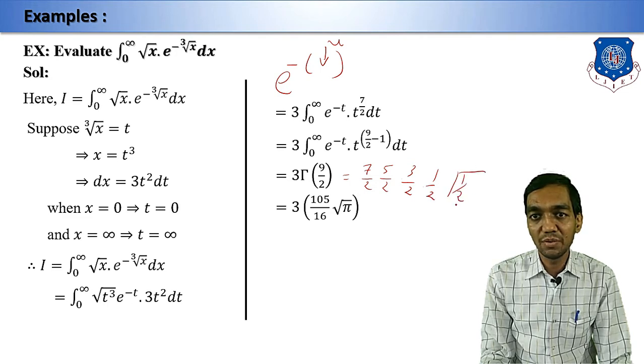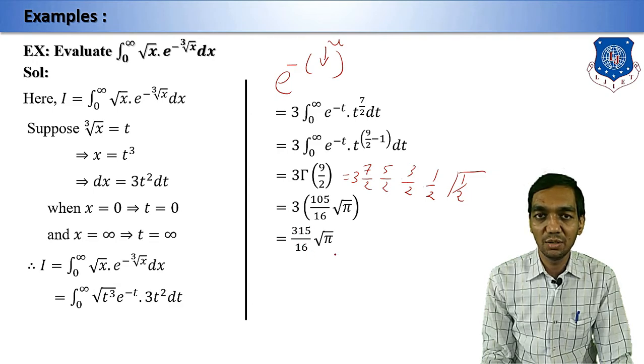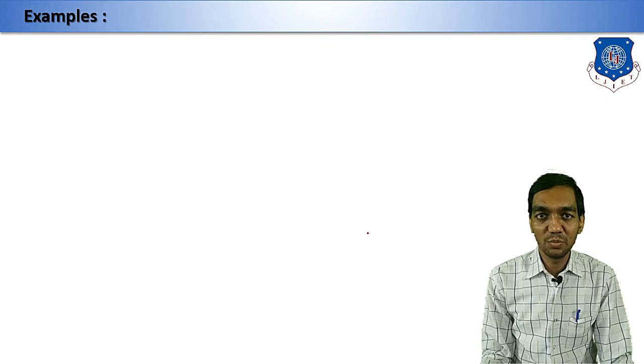Correct? And gamma 1 by 2 has a value root pi. And 3 is already there. So 3 into 7, 21 into 5, 105 into 3 upon 16 root pi. So if you simplify, then you will have the answer 315 root pi divided by 16. Correct? So this is the simplest thing you have to do.